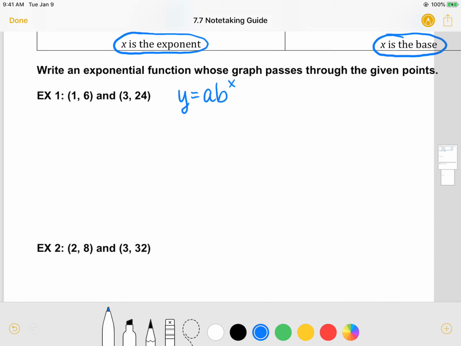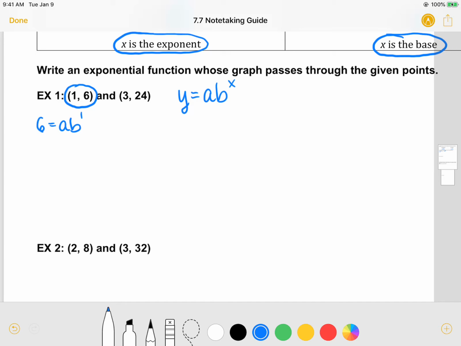Okay, so the first step is I want to take this first point, (1, 6), and substitute it in for the values x and y. So I'm going to let x equal 1 and y be 6, and input those values and write an equation. So what we have here is 6 is equal to ab raised to the first power. Now, because we are trying to solve for both a and b, since we have two variables, we need two equations. We need to create a system of equations.